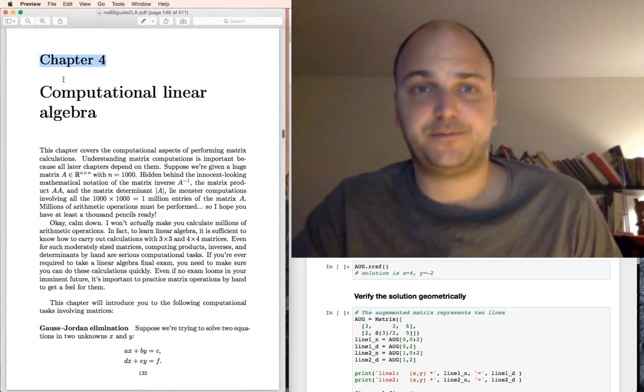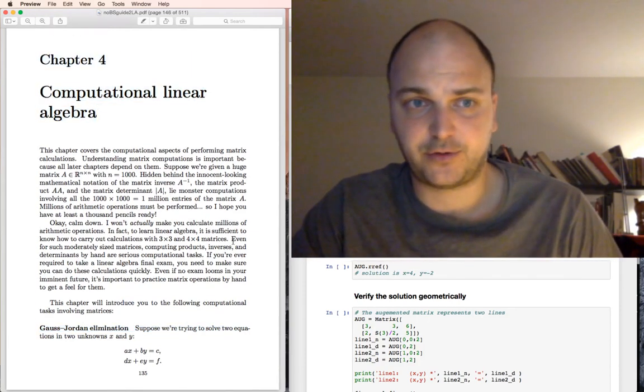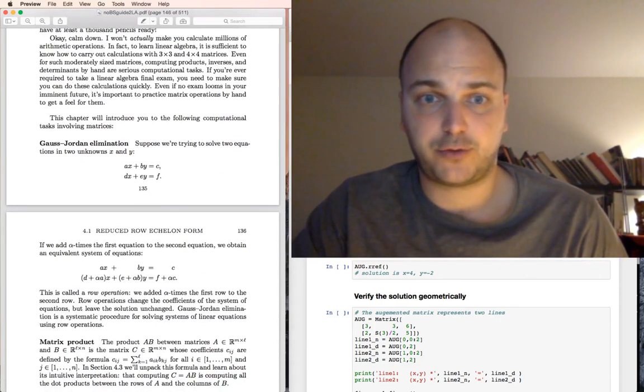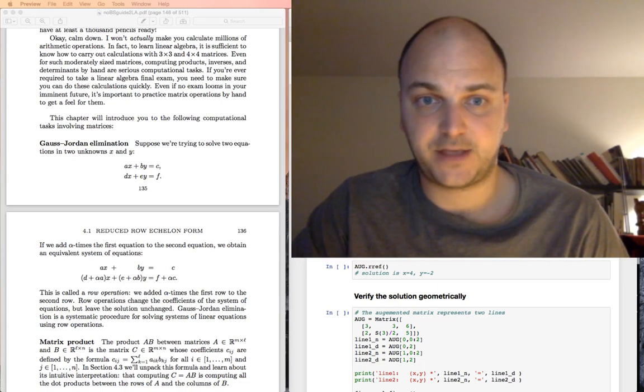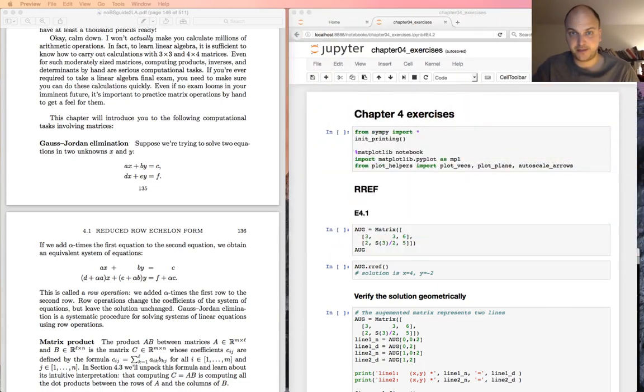So this is part of chapter 4. We're starting in chapter 4 in the first section. What we're going to do is a quick overview of the algorithm and then look at some examples with SymPy. Actually solve the exercises.